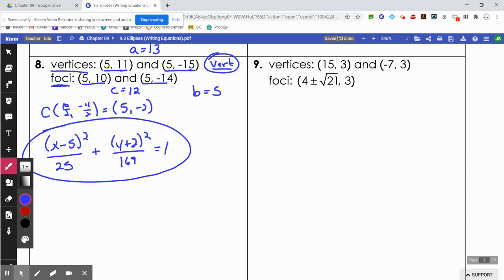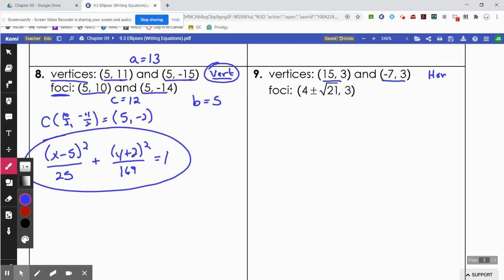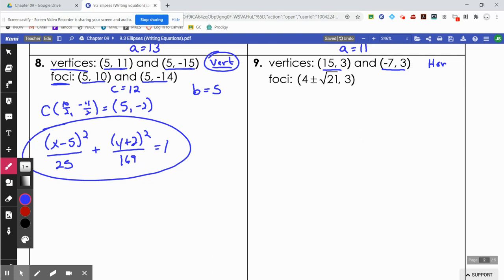Next one. Your vertices are (15, 3) and (-7, 3). Those are horizontal of each other. Since they're vertices, that's going to be the endpoints of your major axis. So you have a horizontal major axis. The distance between these two points is 22. So therefore, your a value would be half of that, which is 11. Your c value, now this one's a little tricky because they give you 4 plus and minus the square root of 21. So let's see if we can figure that out.